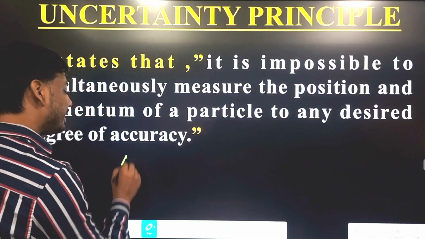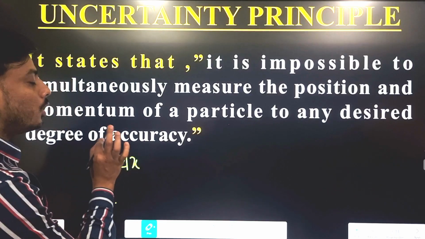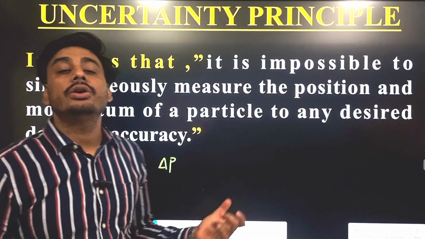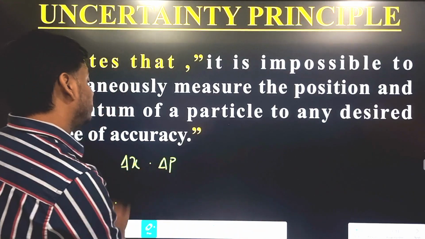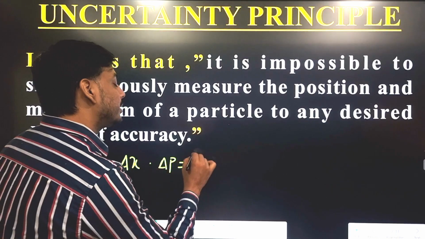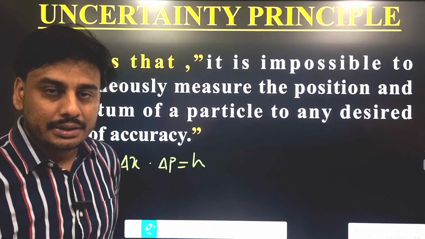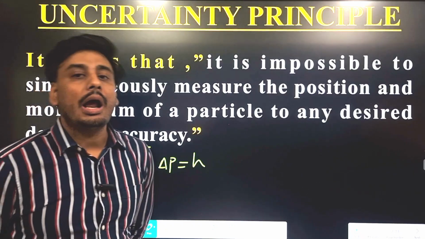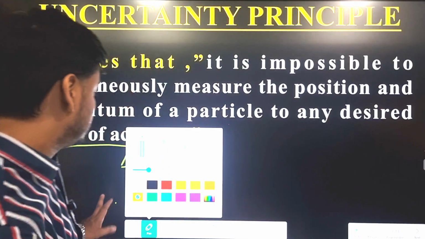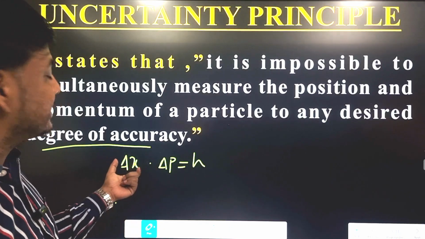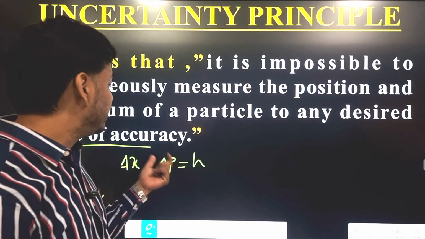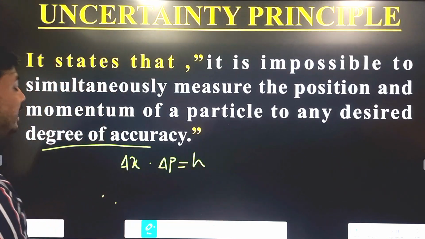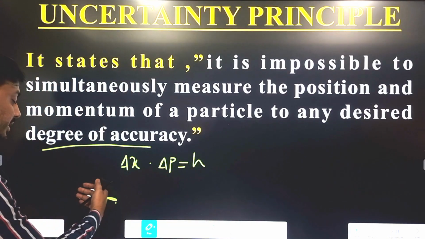If delta x is the error or uncertainty in position and delta p is the error or uncertainty in momentum, then according to Heisenberg's uncertainty principle, delta x into delta p equals h. This is known as Heisenberg's uncertainty principle. We cannot measure both position and momentum accurately and simultaneously. So delta x is the uncertainty in position measurement, delta p is the uncertainty in momentum, and their product is equal to h.